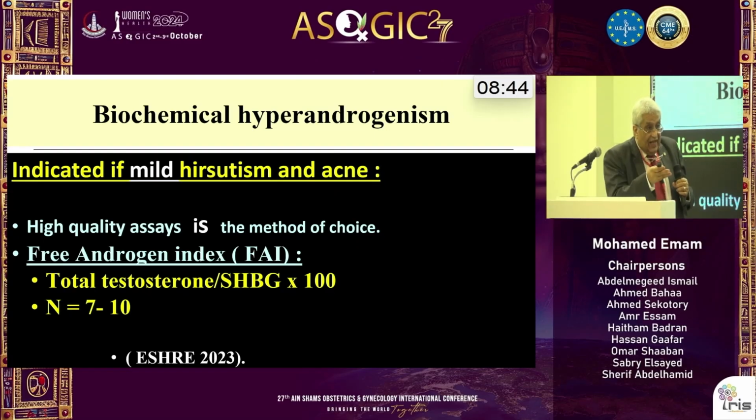The analyses we have in the market are not diagnostic or pathognomonic of hyperandrogenism, but a high quality assay is not present in our lab, in many labs in Egypt. And you should diagnose the free androgen index by the total testosterone over sex hormone binding globulin multiplied by 100. It is normal from 7 to 8 or to 10.